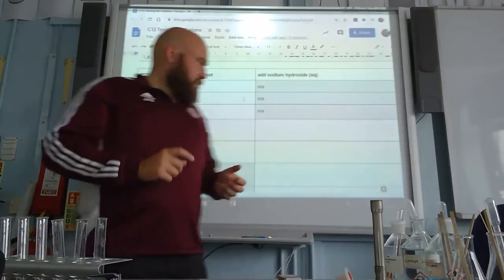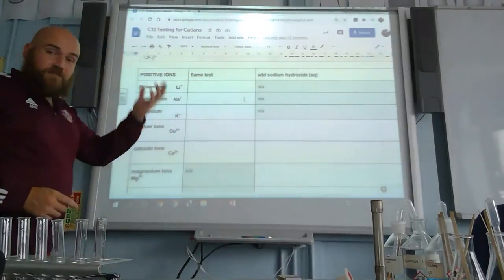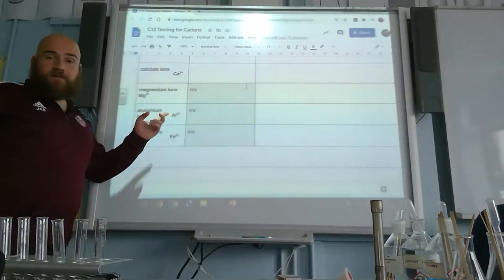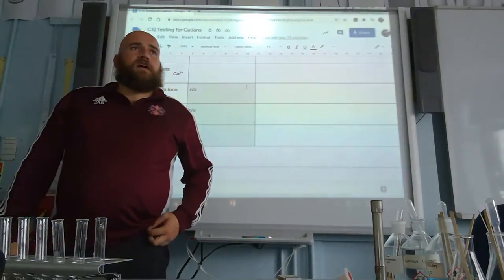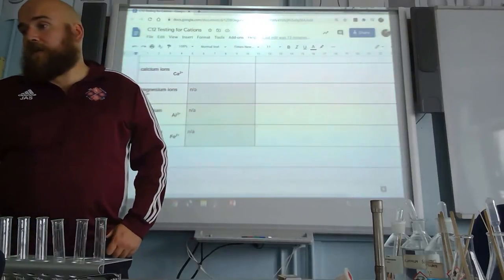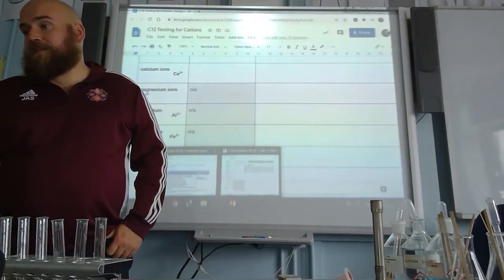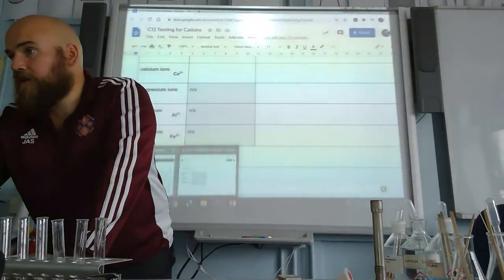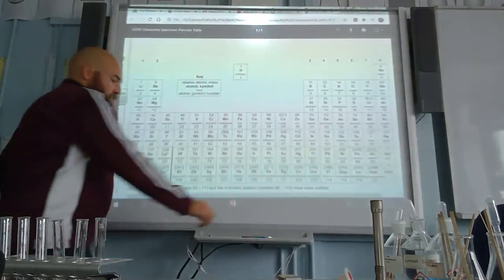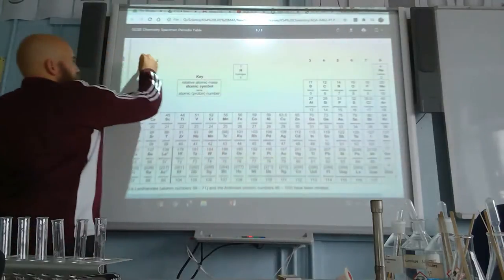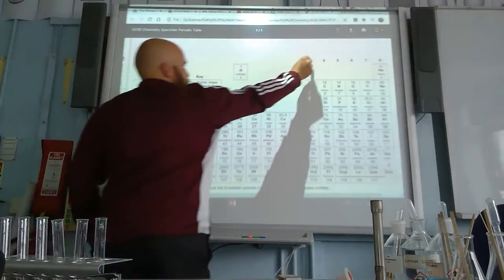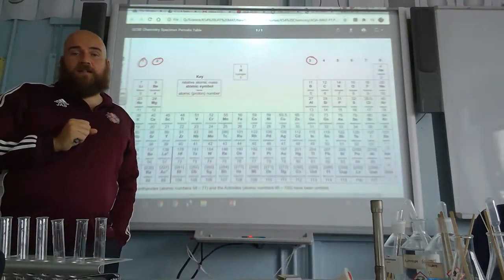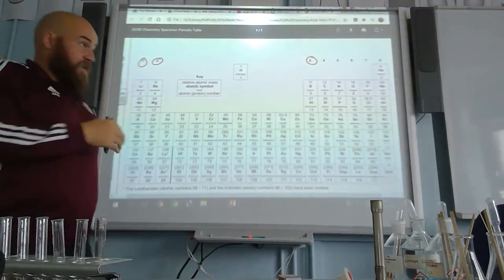And the charge, whether it's one plus, two plus, even three plus in some cases, if I scroll down a bit, you can see we've got aluminium 3+, lets you know how many electrons have been lost. That obviously links into the periodic table quite nicely. So if we have a look here, recap that the group number tells you the number of electrons in the outer shell of each particular element.